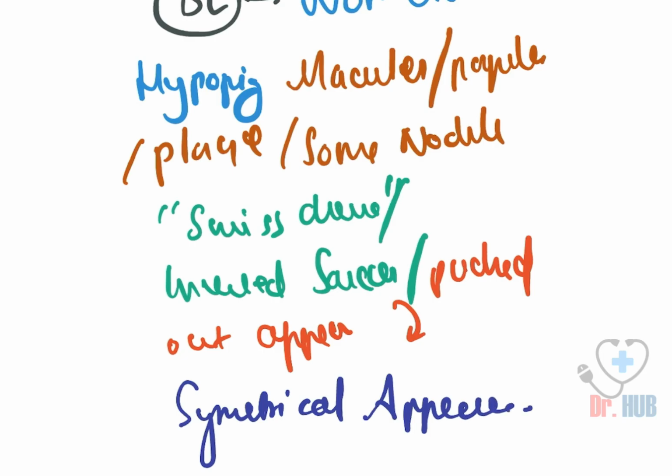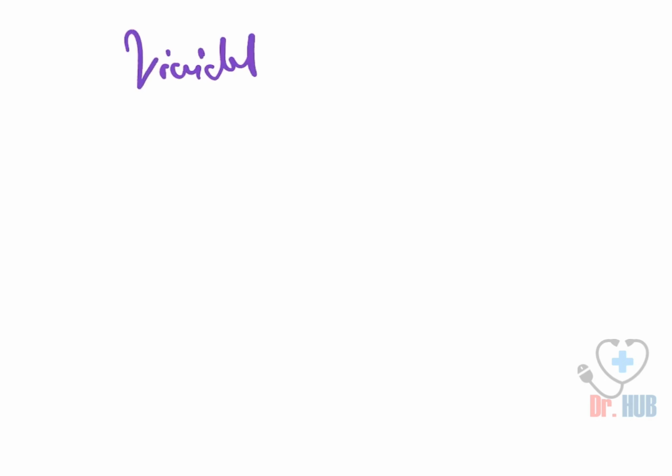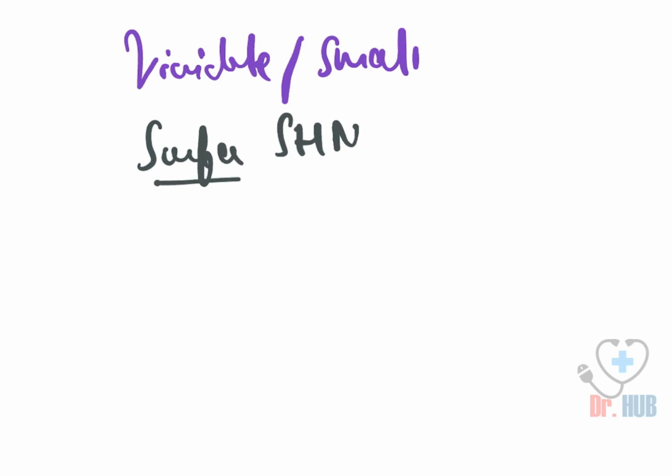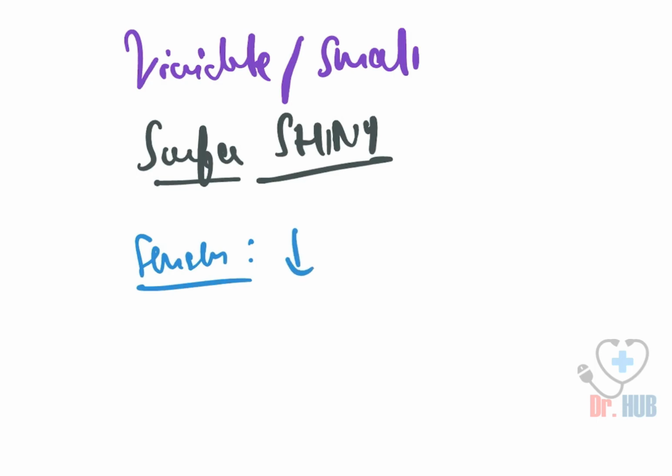Next, we look at the site of the lesion. Here the site is variable, and it usually involves a small site. Looking at the surface, it is shiny. Another thing to note is that the sensation is slightly diminished.